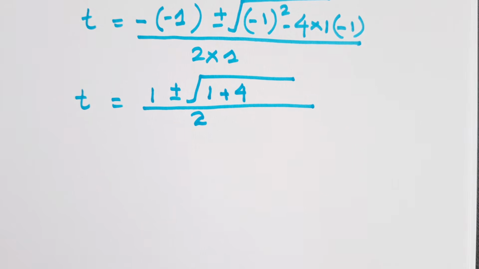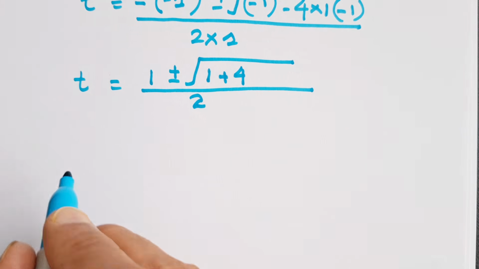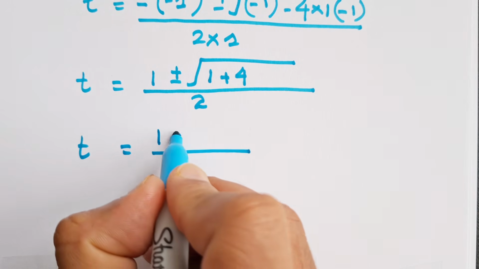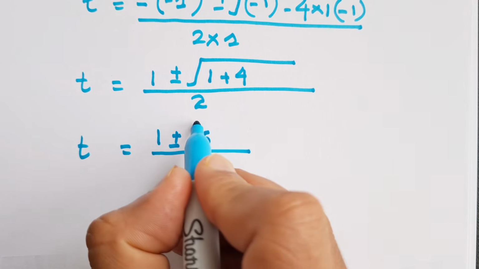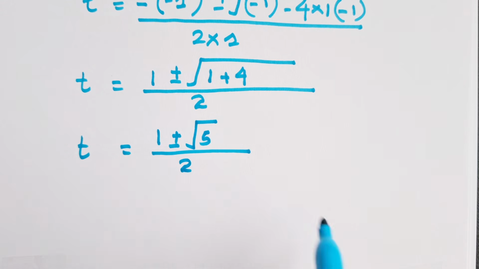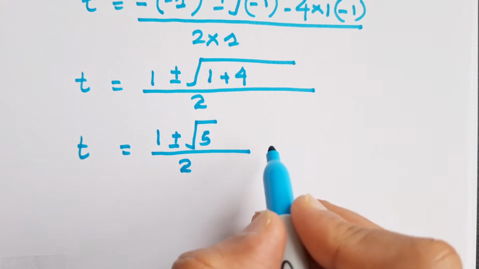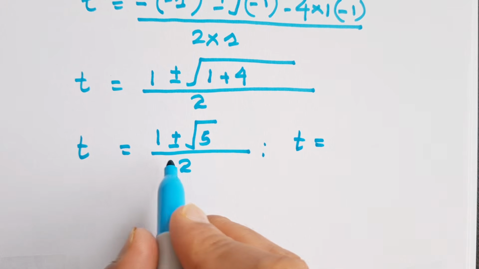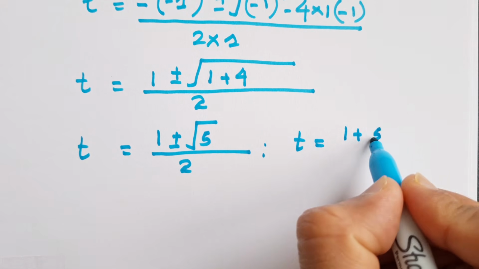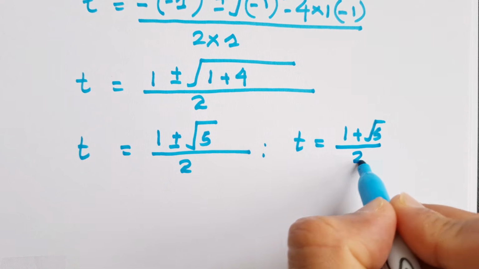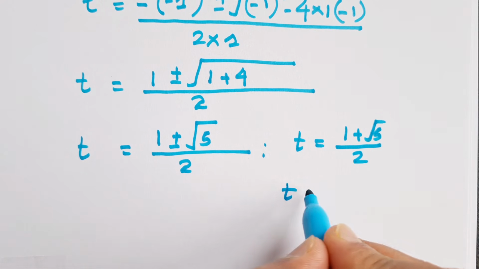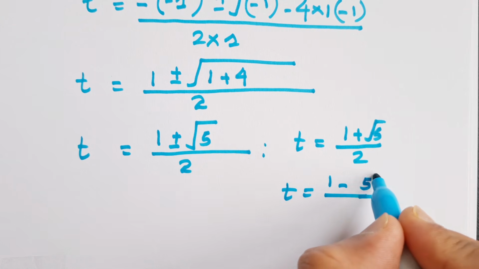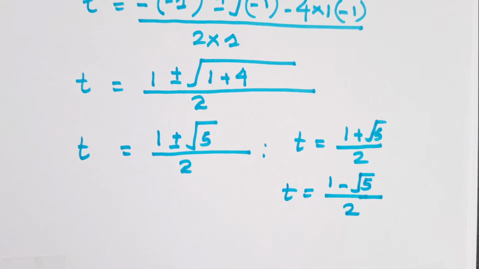Now this is equal to t is equal to 1 plus or minus, inside the square root we have 5, divided by 2. So we have two solutions for t now. The first one is t is equal to 1 plus square root of 5, divided by 2. The second one is t is equal to 1 minus square root of 5, divided by 2.